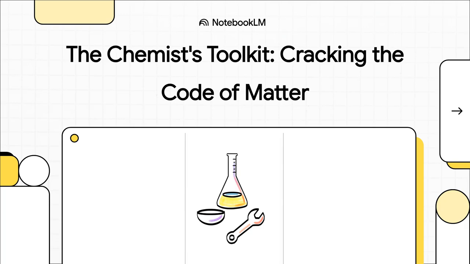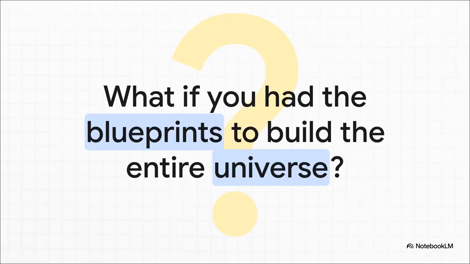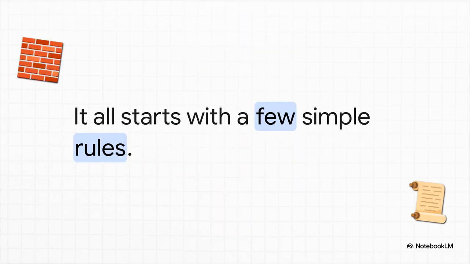Welcome to The Explainer. Today, we're cracking open the Chemist's Toolkit. We're going to learn the secret language that literally describes, well, everything. I mean, it sounds like something out of a sci-fi movie, right? But this is exactly what chemistry is all about. And the craziest part? It all comes down to just a few simple building blocks and a handful of really clever tools. So let's do it.